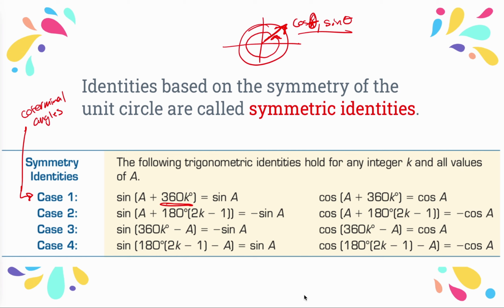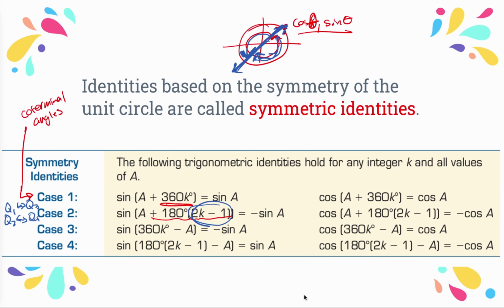In case 2, if I add multiples of 180, so if I've got some angle here on the unit circle, if I add 180 degrees or subtract 180 degrees, I'm going to end up on the opposite, the diagonal quadrant. So case 2 goes from quadrant 1 to quadrant 3 and quadrant 2 to quadrant 4. It's going to flip it diagonally.